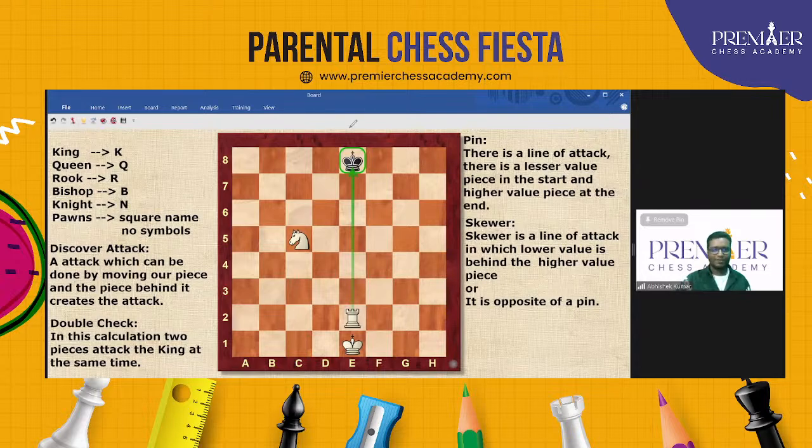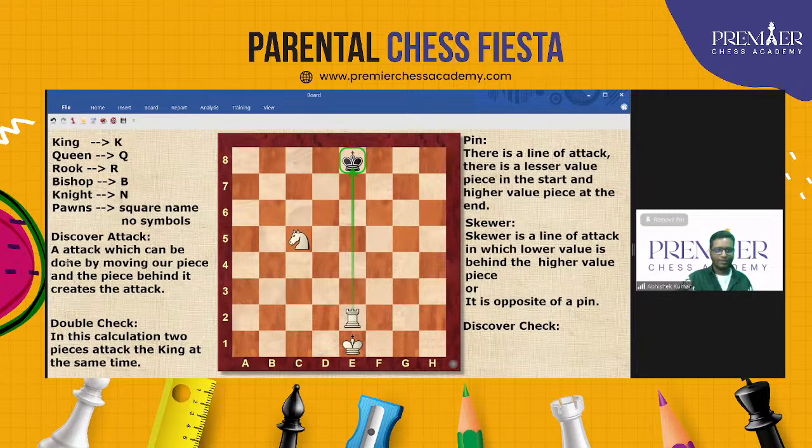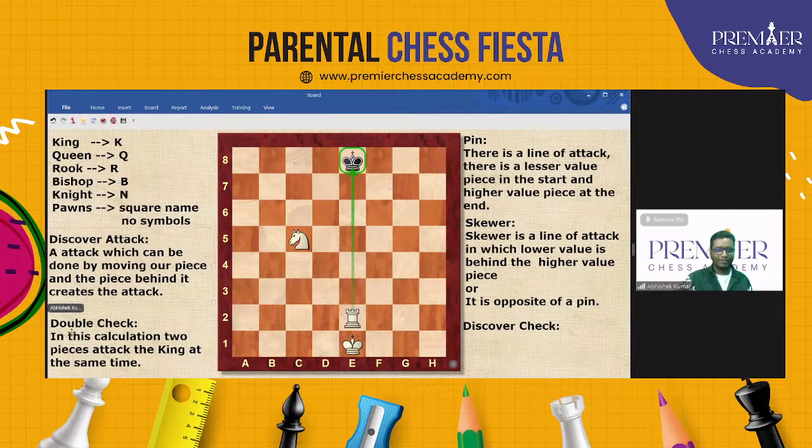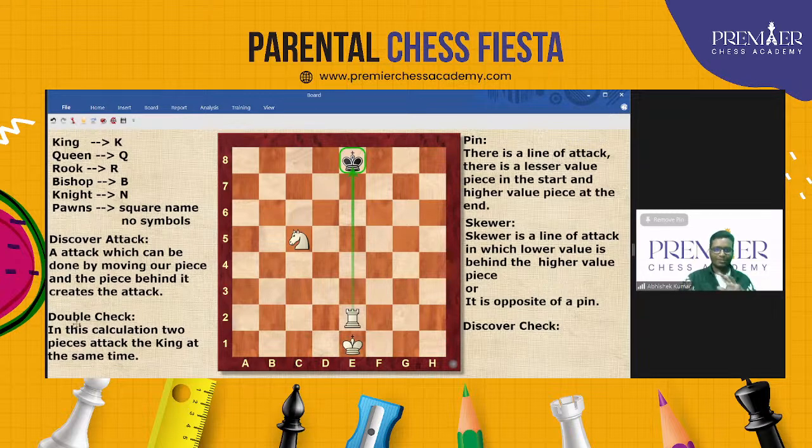Okay, let's write the topic. Discover check. D-I-S-C-O-V-E-R, discover check. Any ideas what it could be all about? What could this discover check be all about? Yes. Discover check. Number one thing we can say, because the word discover is there, is that it is something related to discover attack.